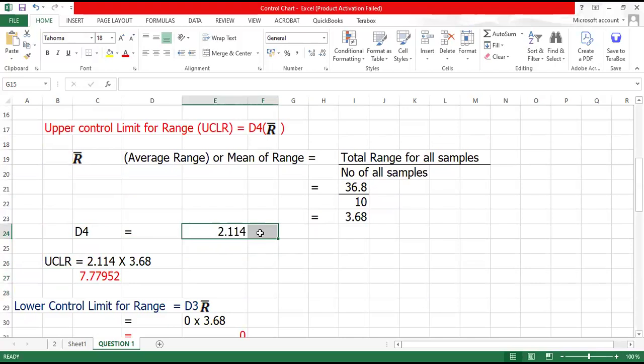You get D4 times the R bar, and this is our upper control limit. You can round off to 2 decimal points or 3 decimal points. Any question here? Is everything okay?